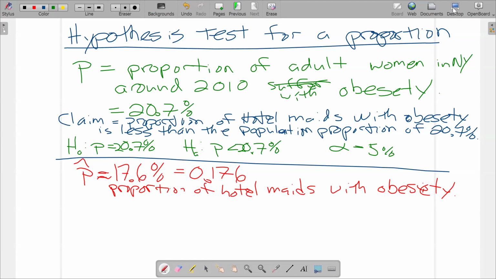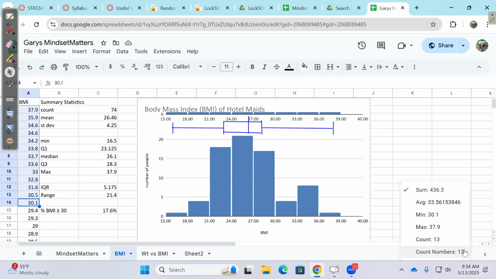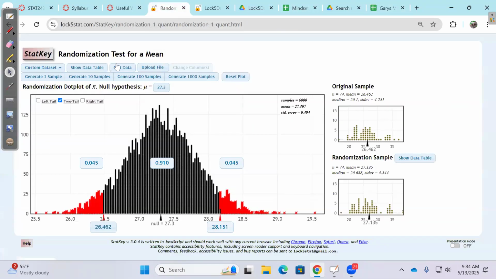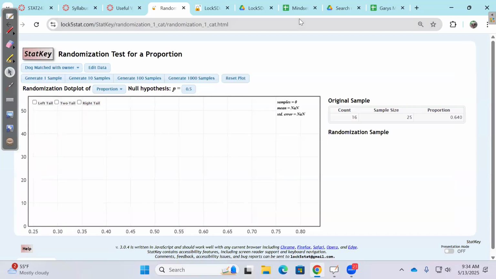Okay, so let's see, double check in StatKey, BMI of 30 or higher is this group. And double check that is a count of 13 of them. When we go into StatKey, it wants to know for your proportion, what's the numerator and what's the denominator. So I had to go back and find that. And then we've got to go to the right StatKey page. I recommend everybody try this in StatKey. Which StatKey page do I want? Hypothesis test for a proportion. So we're going to choose that one right there.